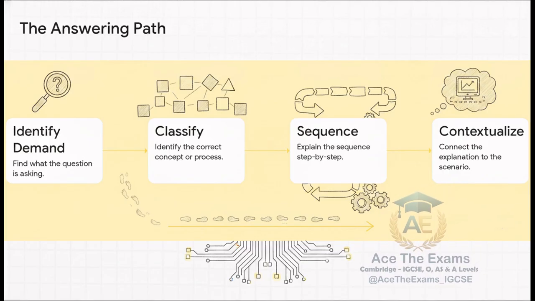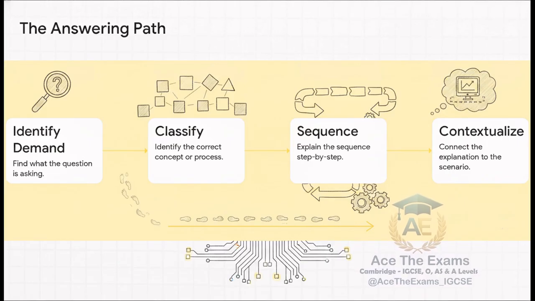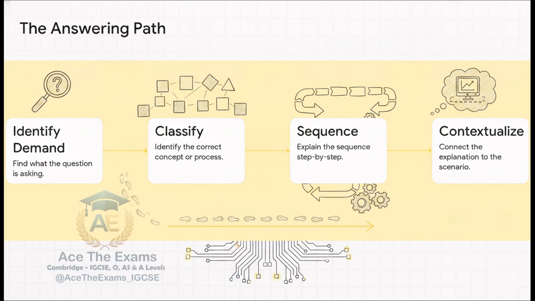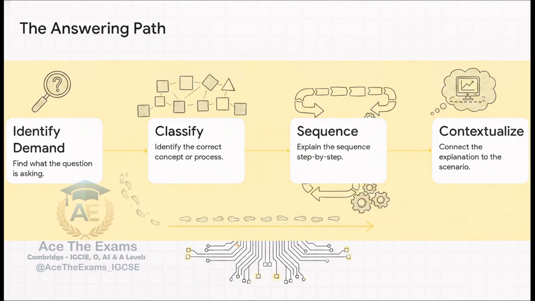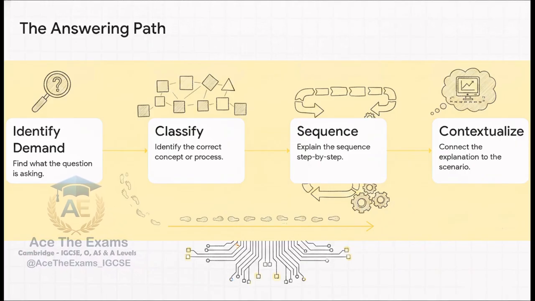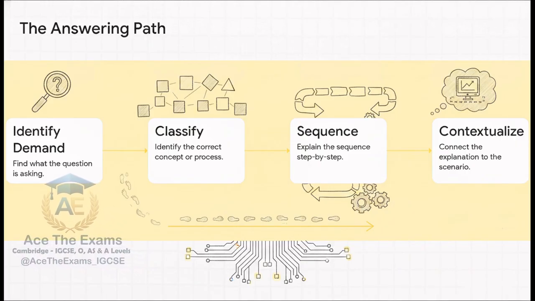Step 2. Classify the concept. Okay, we know we are dealing with bitmaps, grids, pixels, image resolution, and color depth. Step 3. Explain the sequence step by step. This is where clarity of sequence really matters. Watch this. First, the image is divided into a uniform grid of tiny squares called pixels.